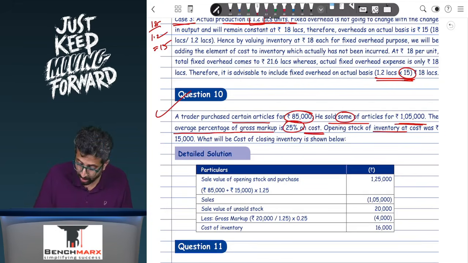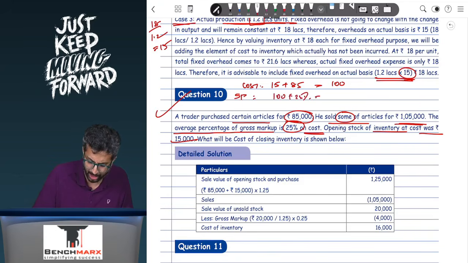The opening stock of inventory at cost was 15,000. So basically your total cost would be 15,000 opening plus 85,000. So this is 1 lakh. The selling price of these items would have been 1 lakh plus 25%. So this comes to 1 lakh 25. This is your total selling price.